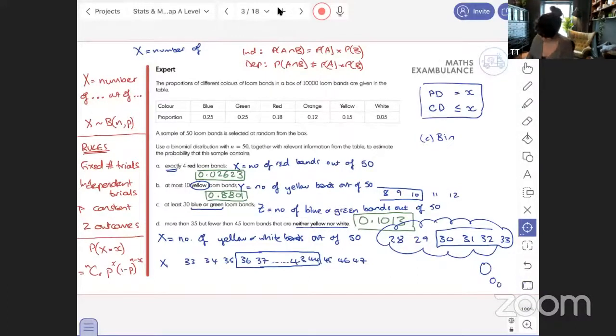Right. Stick this in the calculator. So X is going to be 44, N is 50, P is 0.2, yellow and white. Huh. Comes out to be 1.